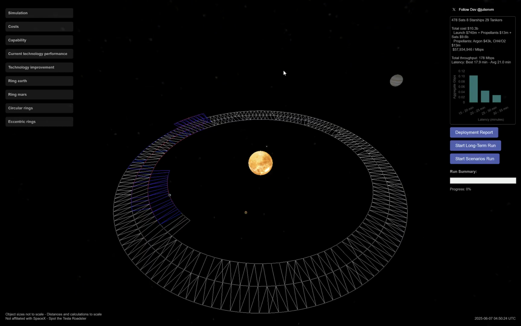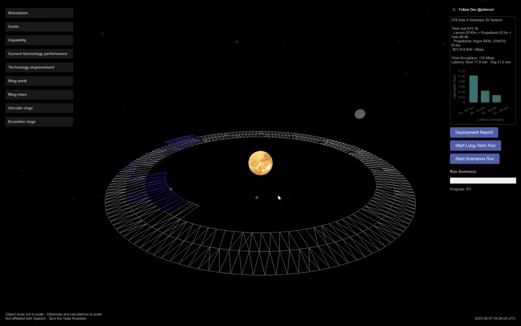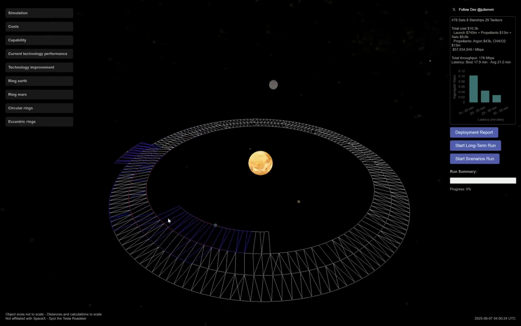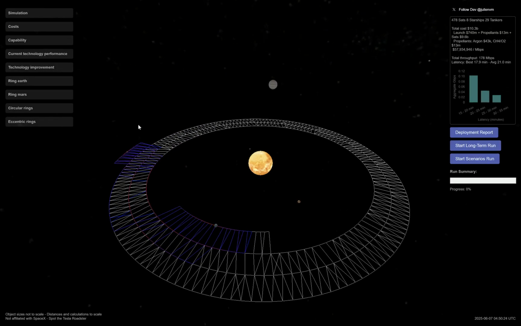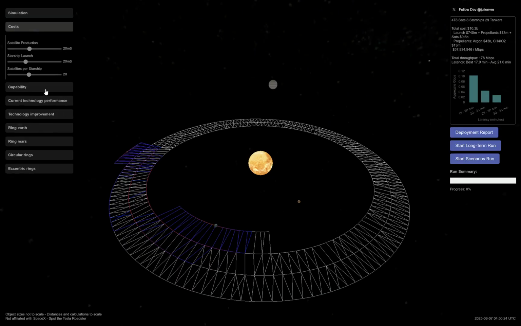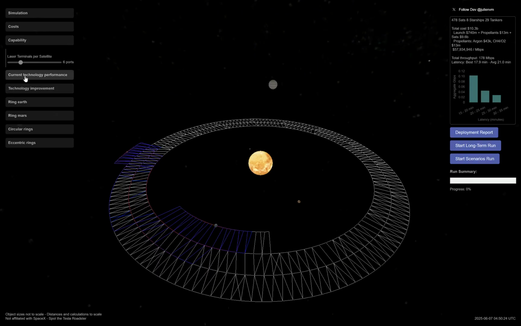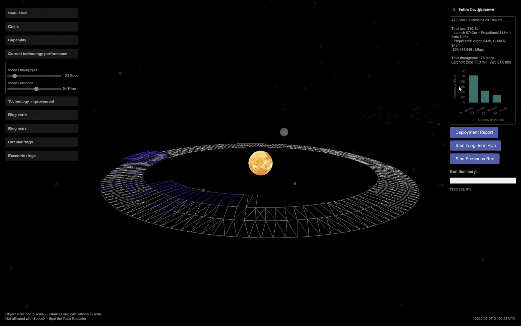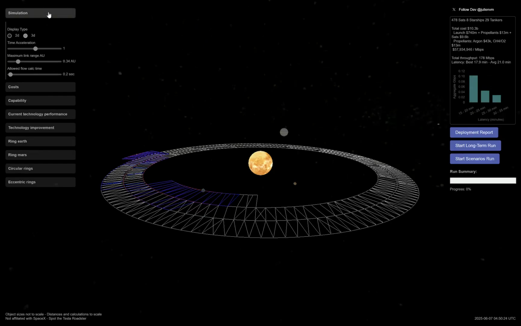The goal of this video is to explain the Marslink.io website, which is a simulation of the solar system and a constellation that orbits the Sun to connect the Earth and Mars via an internet link. On the left side, you have a few user inputs. In the middle, of course, you have the simulation itself. And on the right side, you have some outputs. I'm just going to go over some of the important inputs.